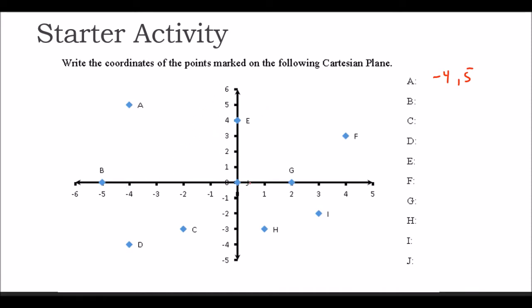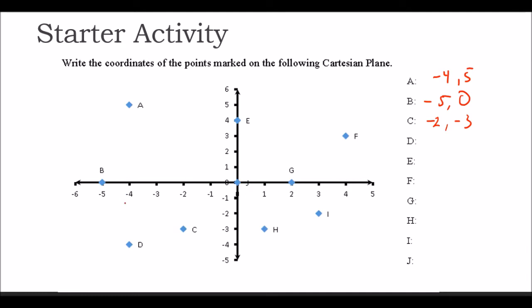Let's look at point B. For example, point B is right here. Okay, so point B is -5 on the x-axis, but it hasn't gone up or down. It's just stayed on 0. Okay, so it's -5, 0. And notice how this is what we call an x-intercept, because this point stays on the x-axis. Okay, point C right here, down here, it's -2, -3. Okay, because it's gone to -2 on the x-axis, and then right there, and then -3 on the y-axis right there.